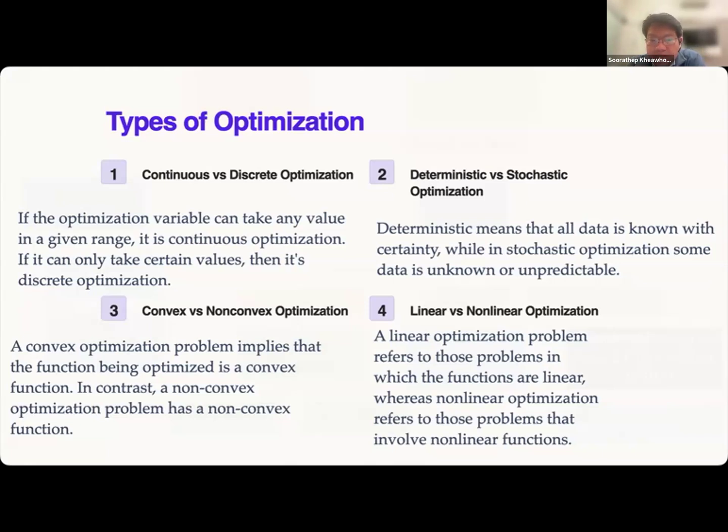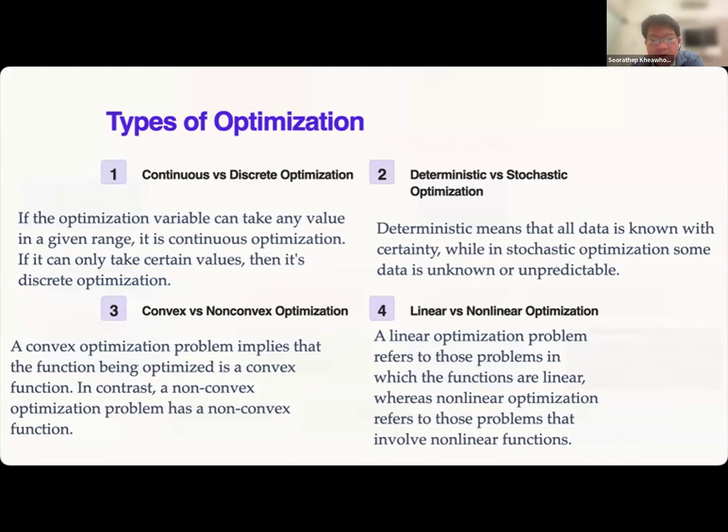And the second item is deterministic versus stochastic optimization problem. Deterministic means that the data is known with certainty. But in the case of a stochastic optimization problem, some data is unknown or unpredictable, or it's predictable but as a range, not a fixed value.